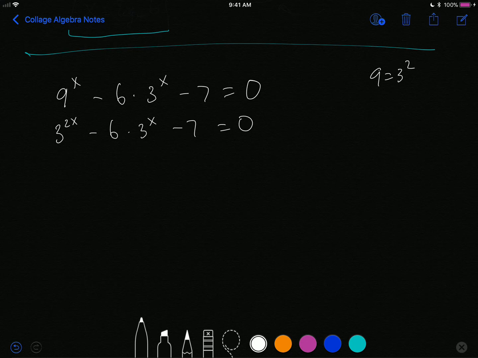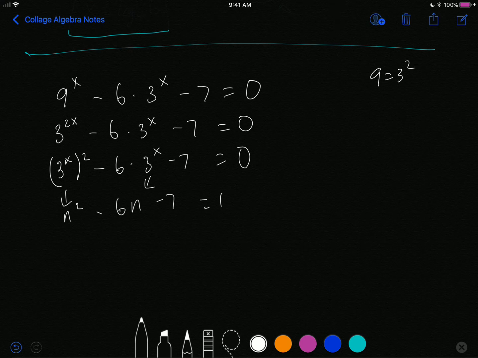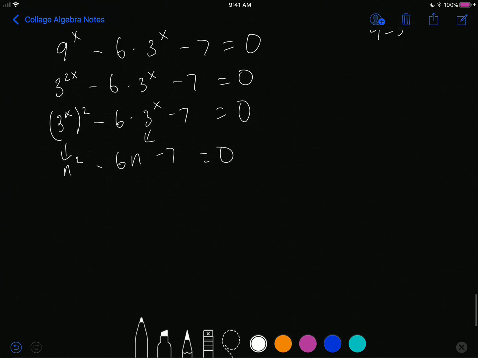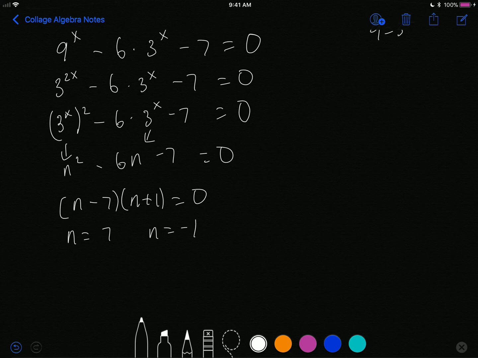Now my bases are the same. Then I do that same trick I did a while ago. I rewrite this as 3 to the x, squared, minus 6 times 3 to the x minus 7 is equal to 0. And now I can solve this problem. Call this n. So n squared minus 6n minus 7 is equal to 0. This factors into (n minus 7)(n plus 1). And so I get that n is equal to 7 and n is equal to negative 1.